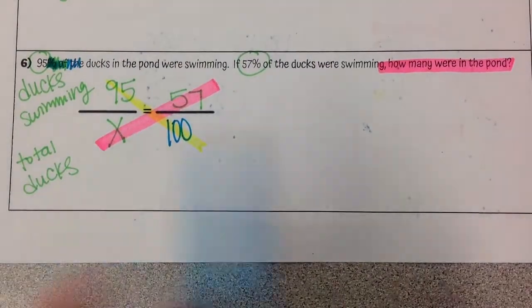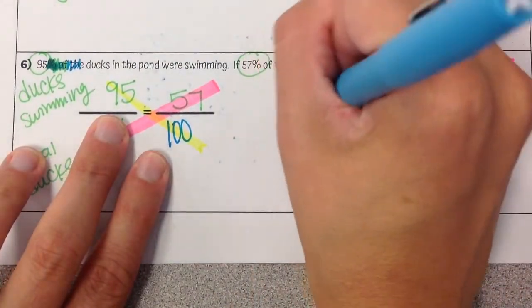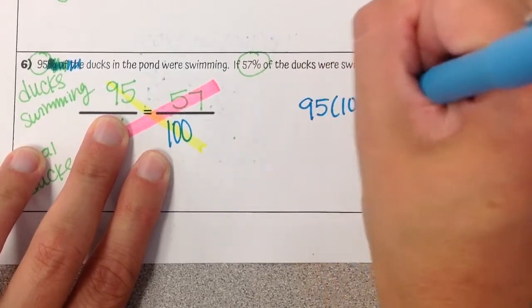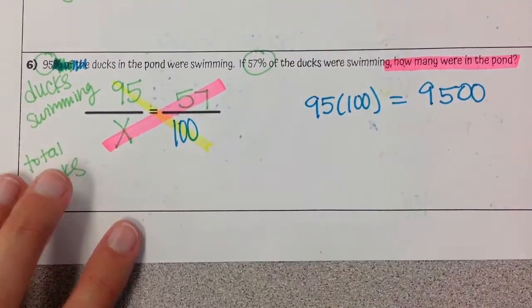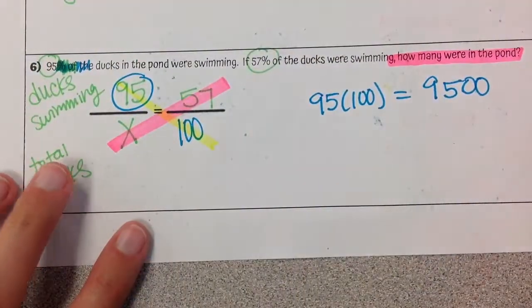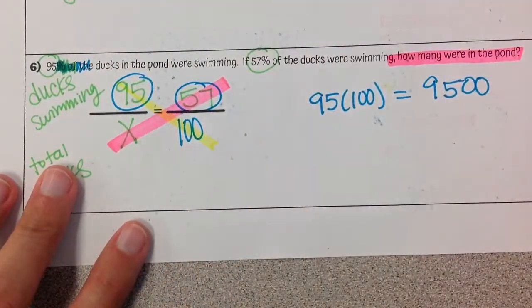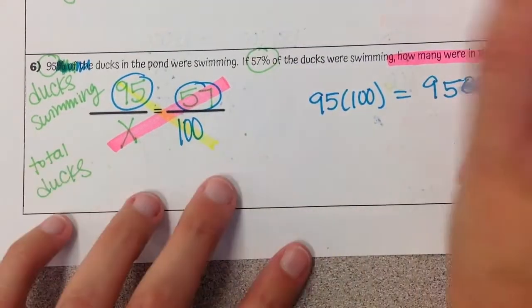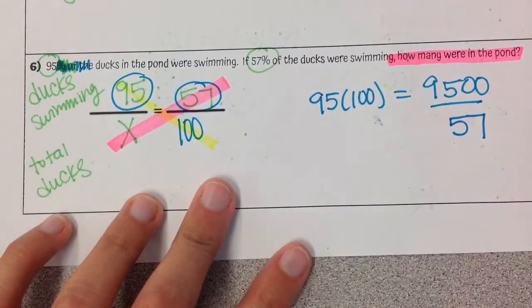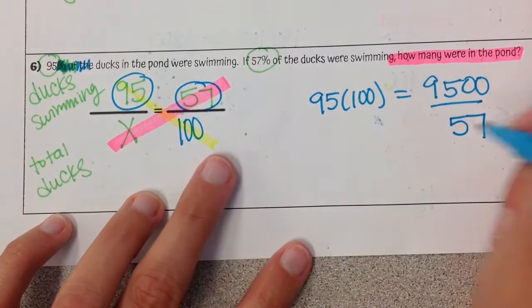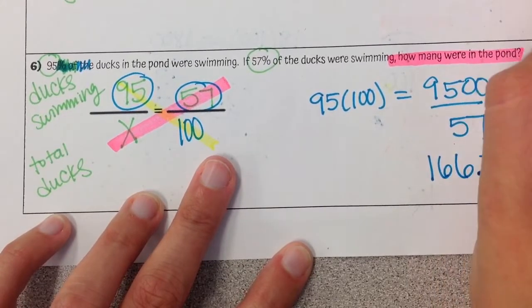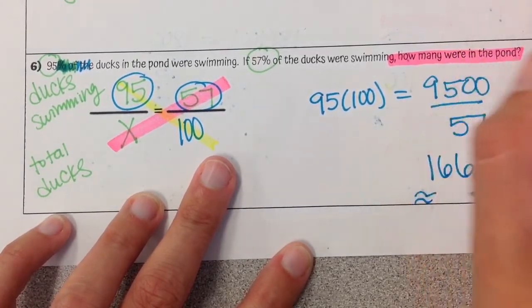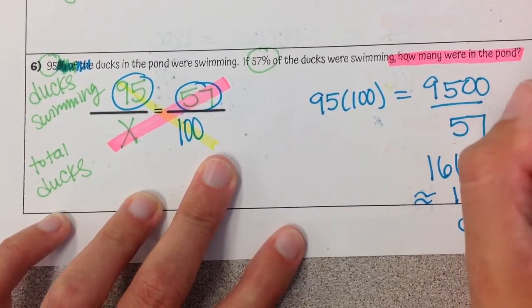So I'm going to solve. I'm going to multiply 95 times 100, which equals 9,500. And I'm dividing by the number that's in the same diagonal. Nope, that's the wrong one. The number that's in the same diagonal as the variable is 57. So 9,500 divided by 57 is 166.7. So let's say that's about 167 ducks.